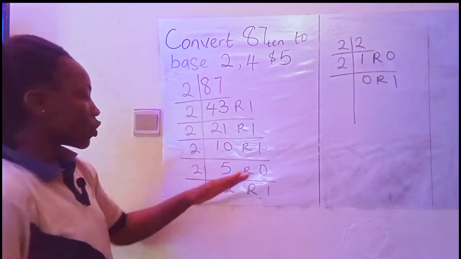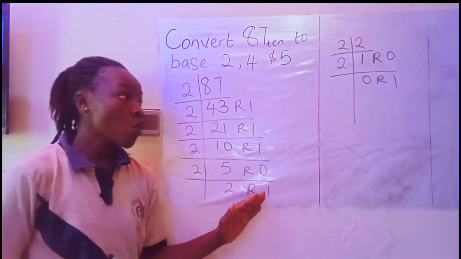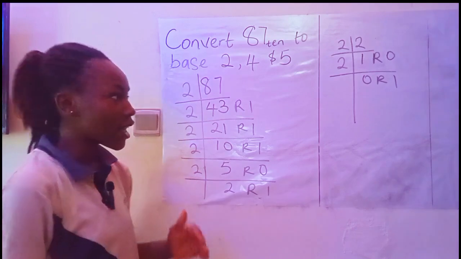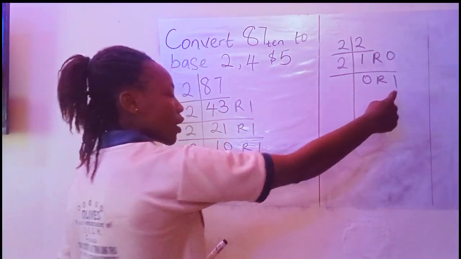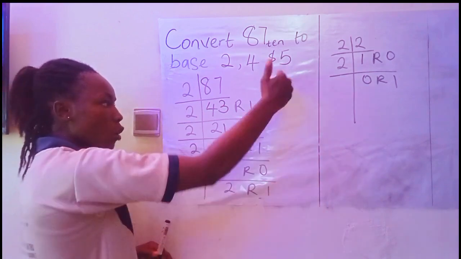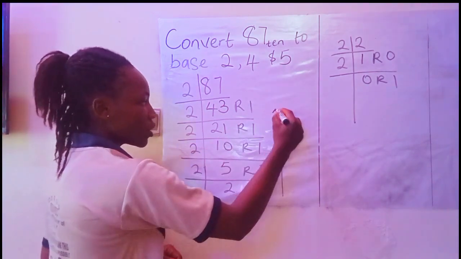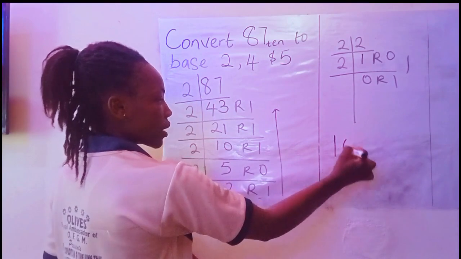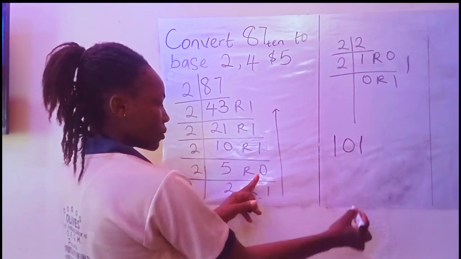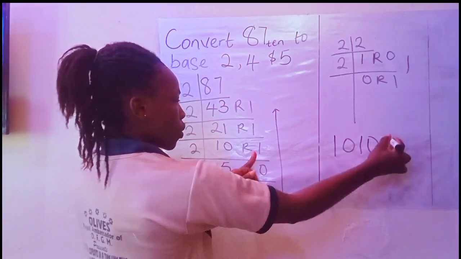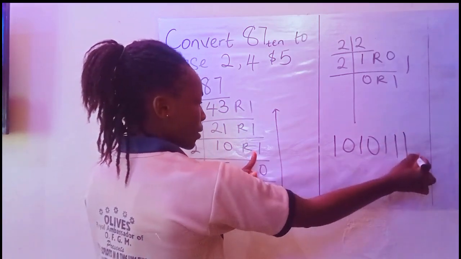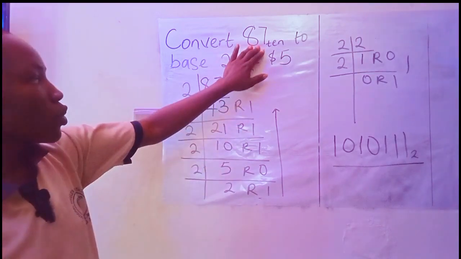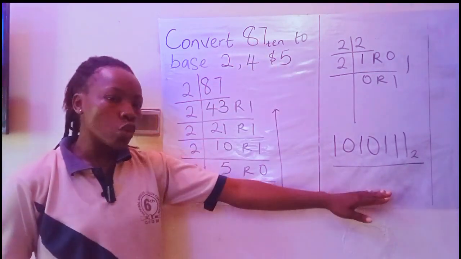Now, after we have gotten our remainders, we are going to write them out from the last remainder that we got, from this one. We are going to write it from down up. So we are going to have 1, 0, 1, 0, 1, 1, 1 in base 2. So we have converted 87 to a number in base 2, which is this.